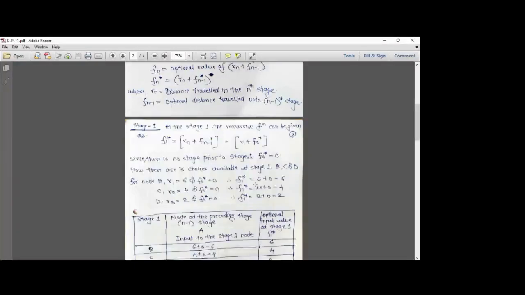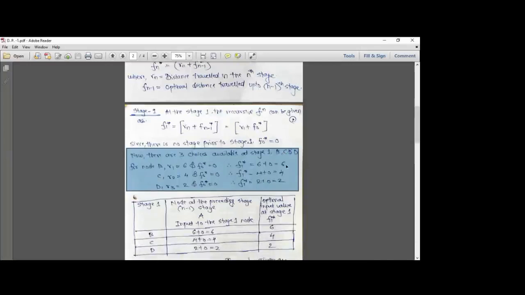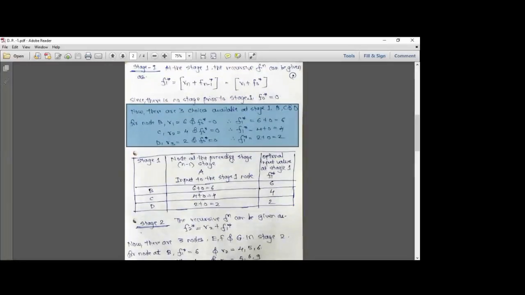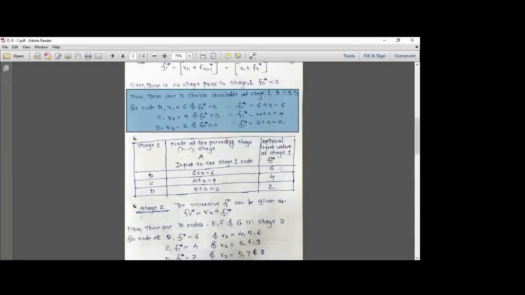Here also it is 4 plus 0 is equal to 4. And here for D, it is 2 plus 0 is equal to 2. So now this is the theoretical explanation that I have given. Every time you don't need to write this, right? You can even represent it in the form of this particular table, right? So every time you are going to draw only this particular table.